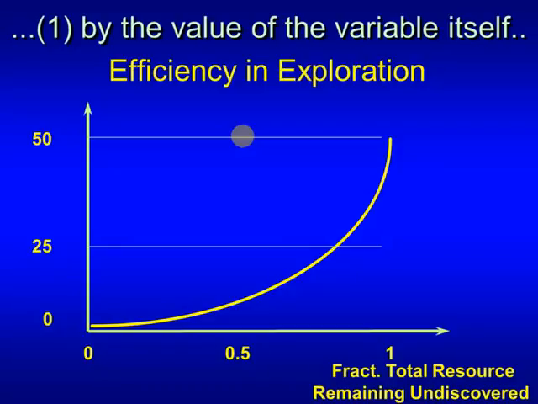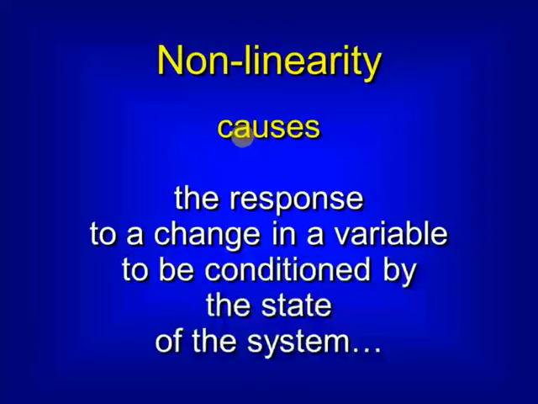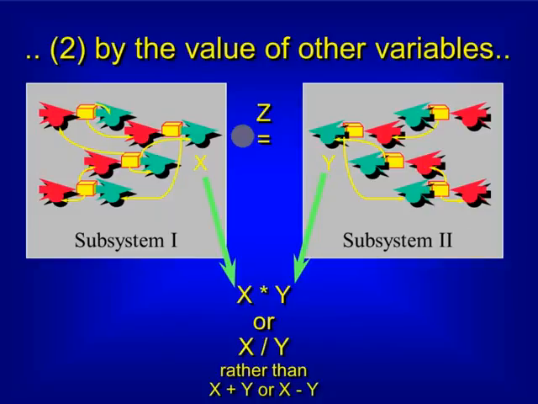It causes a response to a change in a variable to be conditioned by the state of the system, by values not only of the same variable that changes, but of other variables. So the typical example is that you have two subsystems. One produces the variable x, the other one the value of the variable y. These two are multiplied by each other to create z. Multiplication, division, or more complex forms of algebra represent nonlinearities. If you add or subtract, it doesn't.